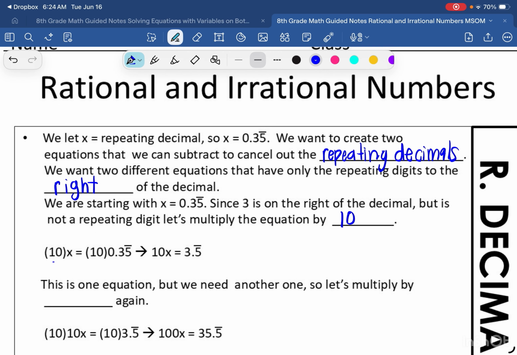So you can see that right here. If I have x equal 0.35 with the 5 repeating, I'm going to multiply it by 10. So now 10x equals 3.5 repeating. Let me just write that out over here so you can see it a little bit better. If x equals 0.35 with the 5 repeating, 10x is going to move this decimal over one spot. So it's going to be 3.5 with the 5 repeating.